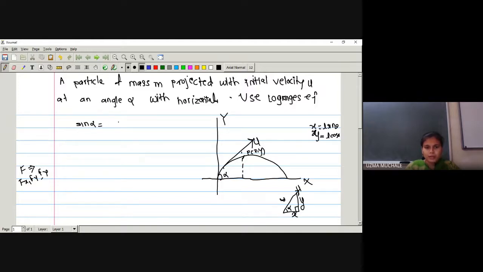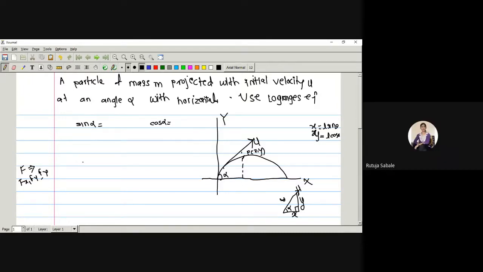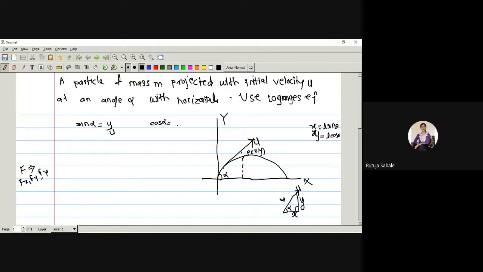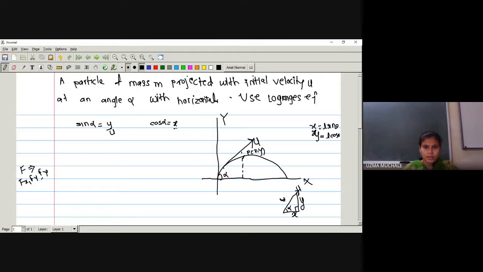Yes, please tell me what will be sine alpha and cos alpha, if you understood the figure. What is the hypotenuse value, ma'am? First give the hypotenuse value, that is u, the velocity of the particle here. This is our hypotenuse, because u is given to us. Sine alpha is equal to y by u and cos alpha is equal to x by u. Okay, correct.